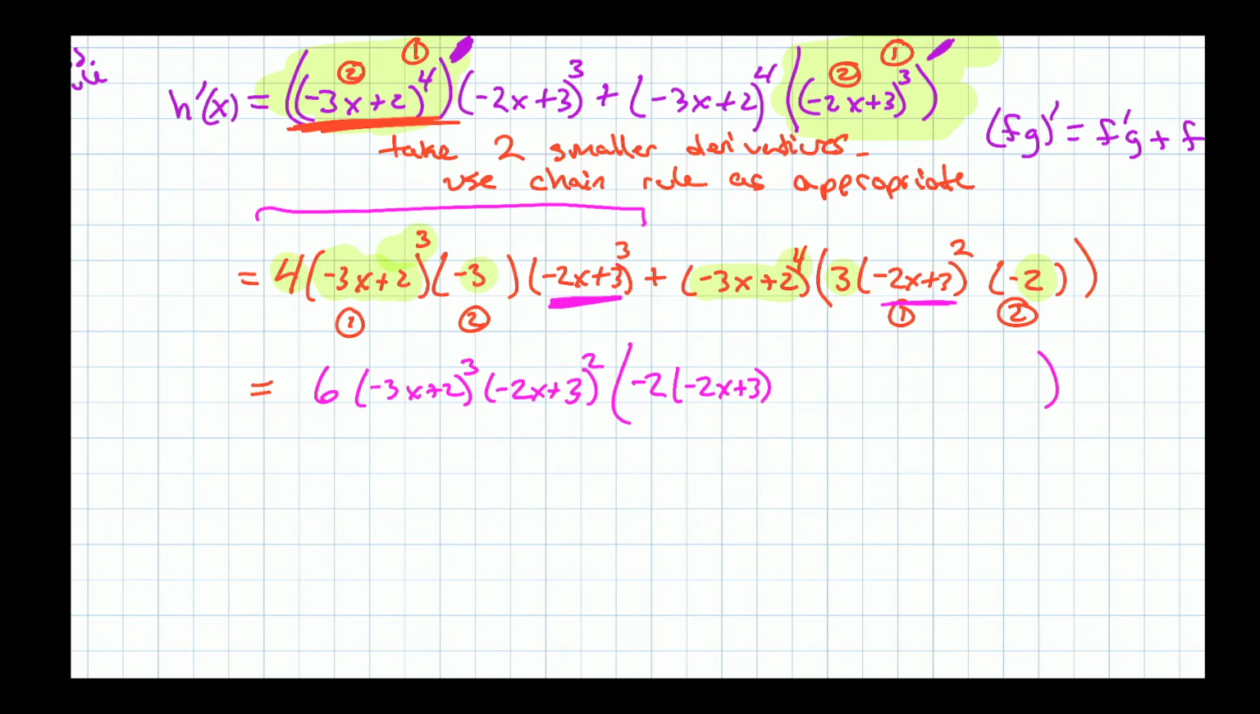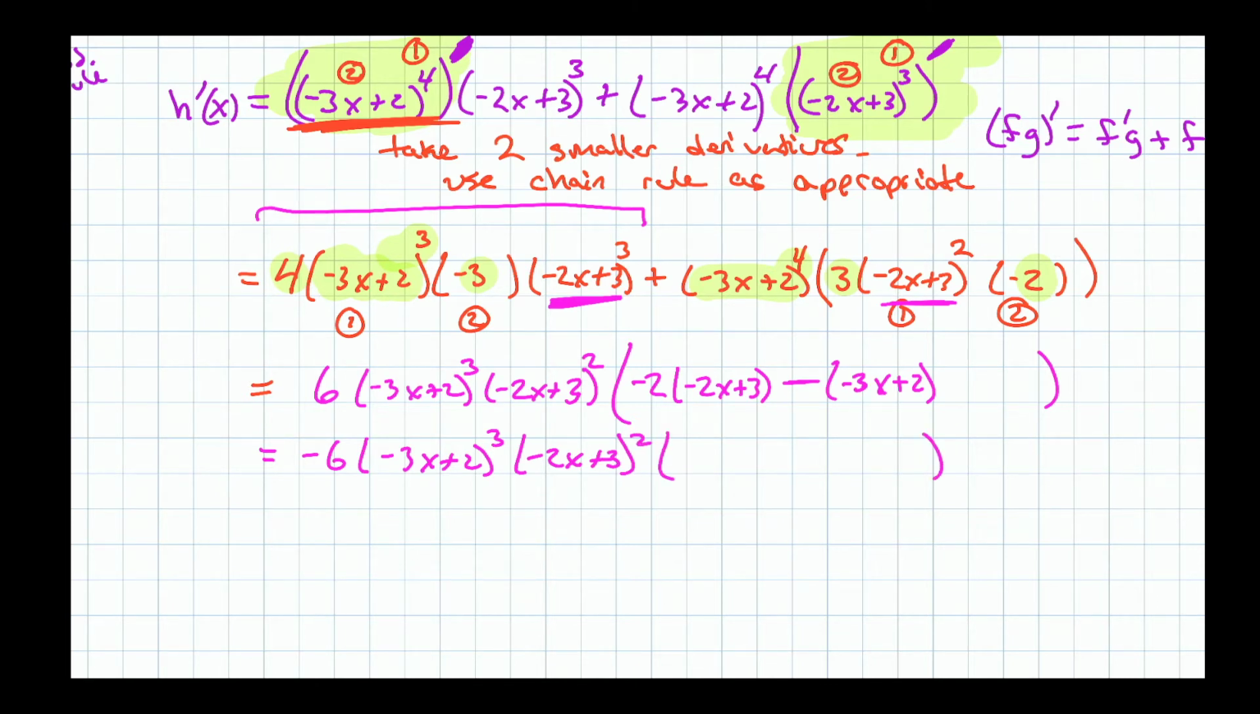Okay, and then plus, on this other one, I took out a 6. There was a negative 6, so I guess technically I have a minus. And then what else? I left one of these negative 3x plus 2's, and that's it. I'm going to take out a negative actually. Negative 6, negative 3x plus 2 cubed, negative 2x plus 3 squared.